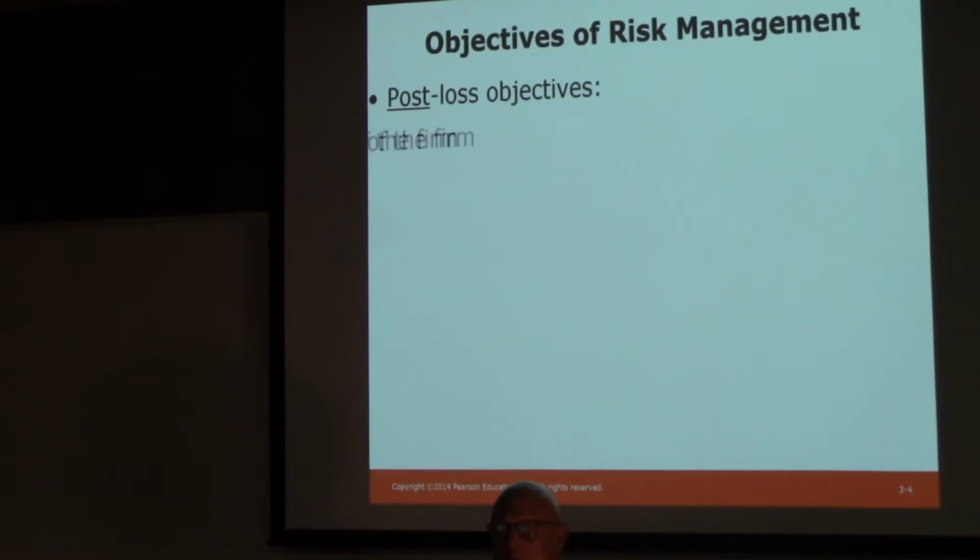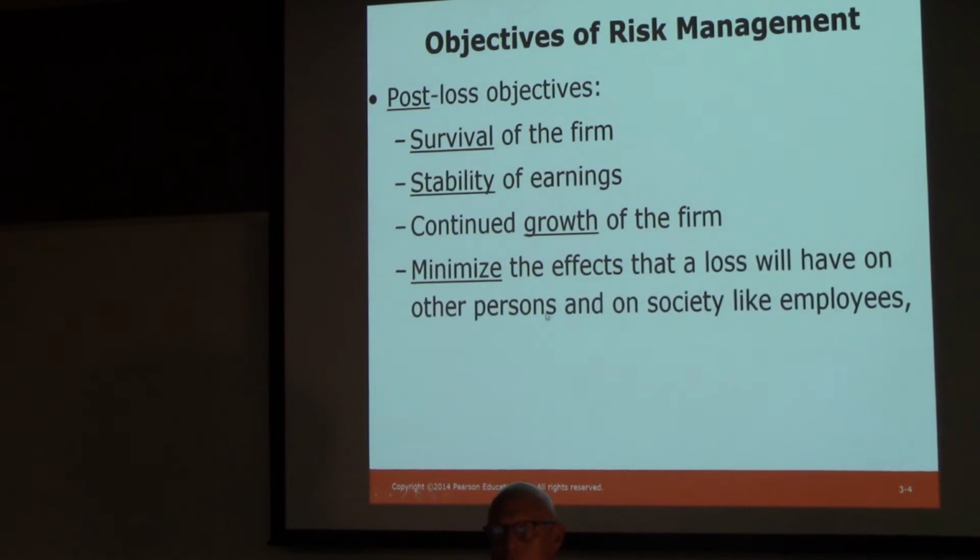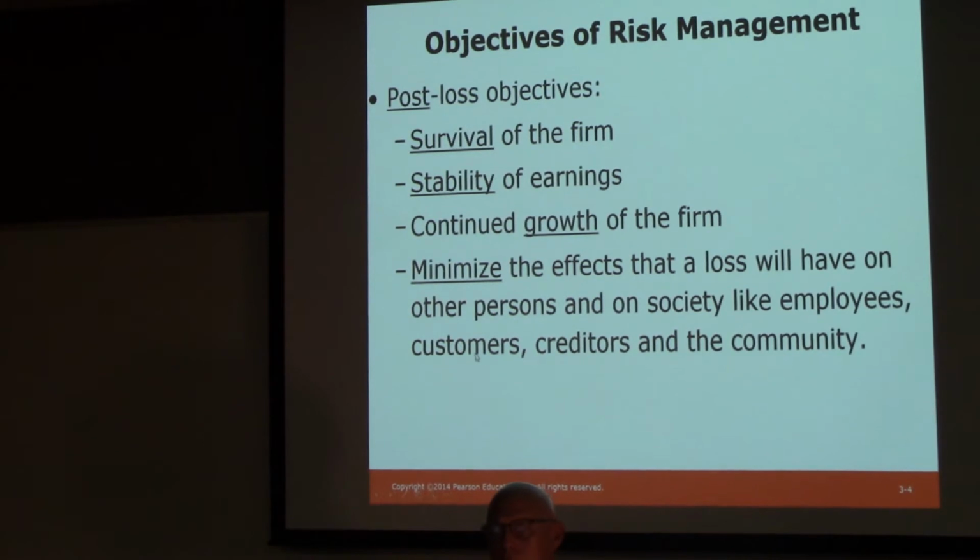All right, post-loss objectives. What happens after a loss? Well, you want the firm to survive. You want earnings to continue to be solid. You want to be able to continue to grow your firm, and you want to minimize the effects that a loss will have on other people and on society, like employees. Okay, how will employees be affected? How will customers be affected? How will creditors or lenders who have loaned money to the business be affected? And how will the community be affected?